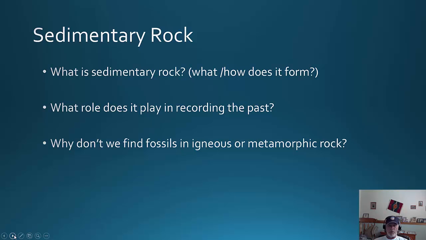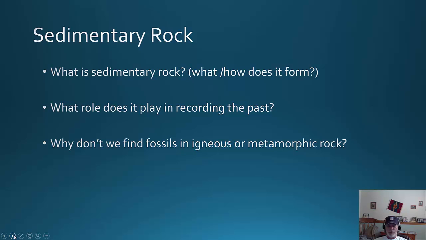Sedimentary rock, if you remember from class, is the type of rock that's formed from loose particles, and typically much of it is laid down by ancient seas, ancient oceans, some type of water deposits. We talked about sandstone, limestone, shale, and typically that really forms the layers in sedimentary rock. What role does it play in recording the past?